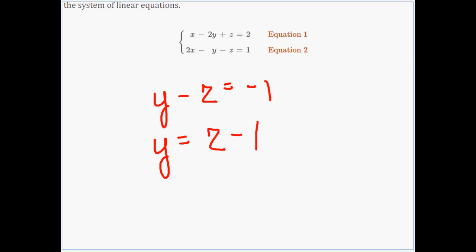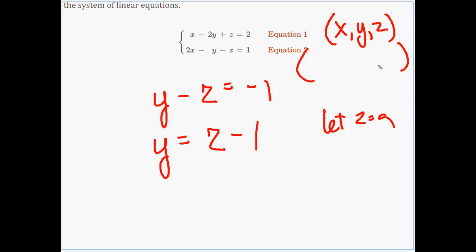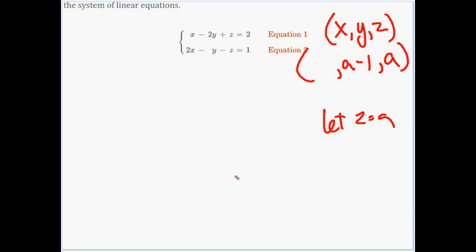Now let's see, I wonder if we could do this. That's x, y, z. We want our solution in that ordered triple. Right now, I could let z equal a. So in my ordered triple up here, I can replace the z with an a. That means y, which was equal to z minus 1, will now equal a minus 1. So there's my y value, a minus 1.